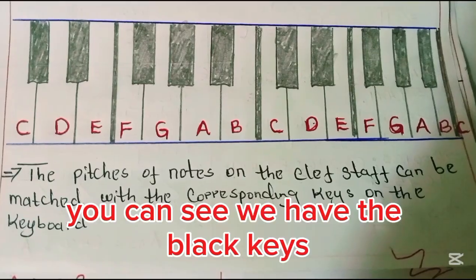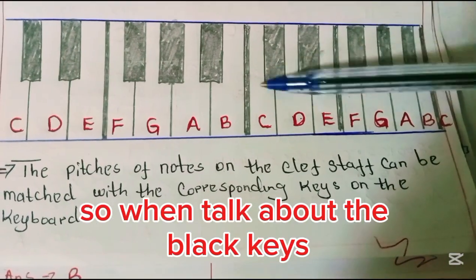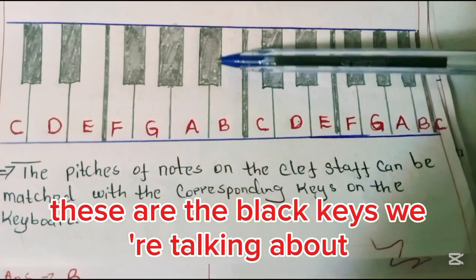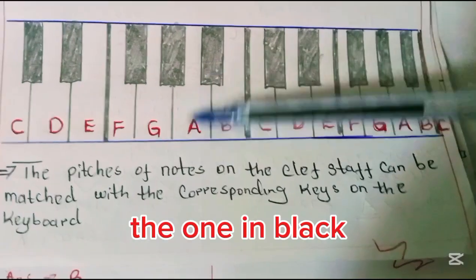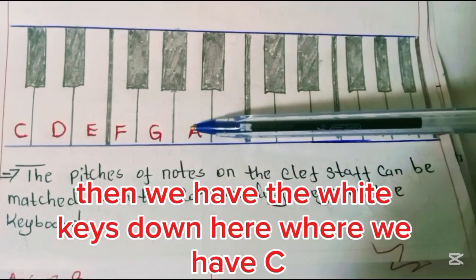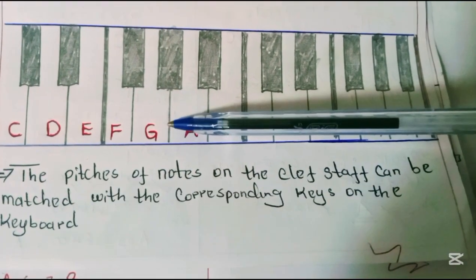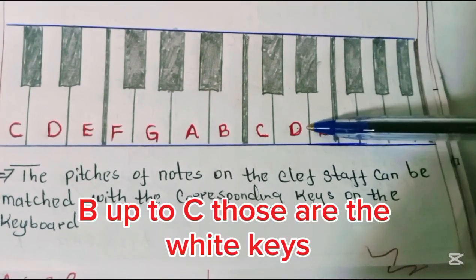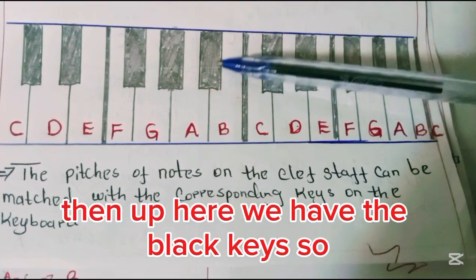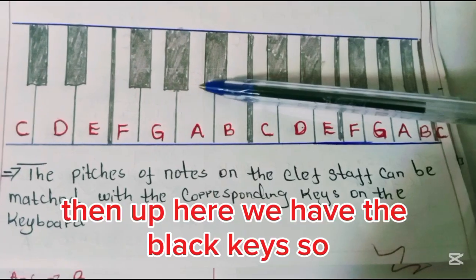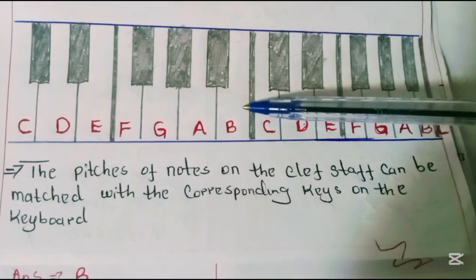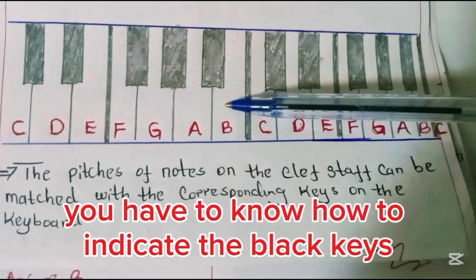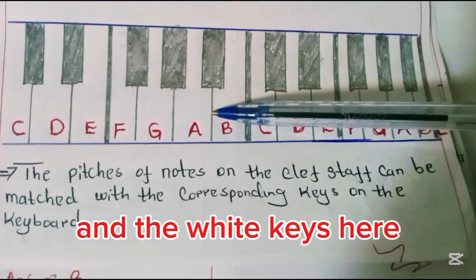You can see we have the black keys. When we talk about the black keys, these are the ones we're talking about, the ones in black. Then we have the white keys down here, where we have C, D, E, F, G, A, B up to C. Those are the white keys. Then up here we have the black keys. So you have to know how to indicate the black keys and the white keys here.